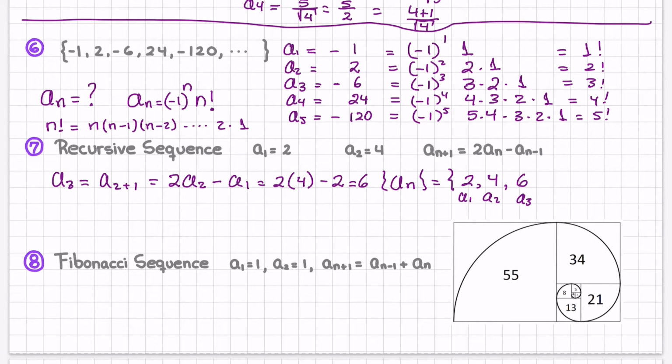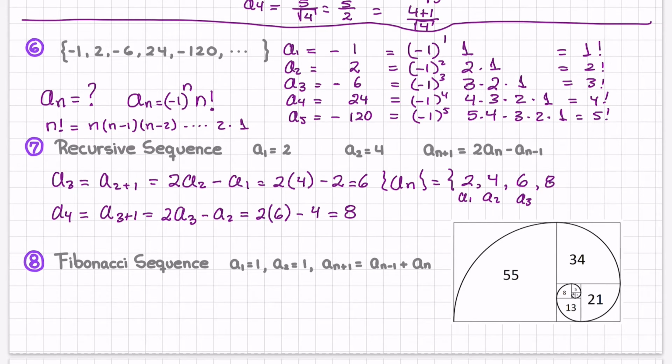That's a3. How do you get a4? You have to write it as n plus 1 because that's the formula you have. 4 is 3 plus 1. So n is 3. So 2a3 minus a2, the two previous elements of the sequence. So that's 2 times a3, which was 6, minus a2, which was 4. So that's 12 minus 4, which is 8.